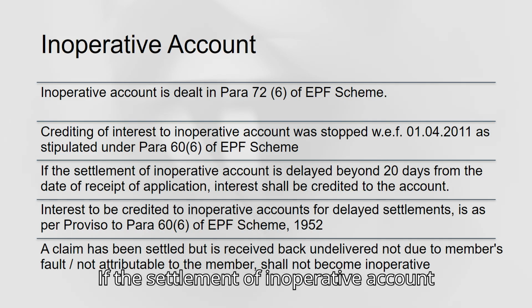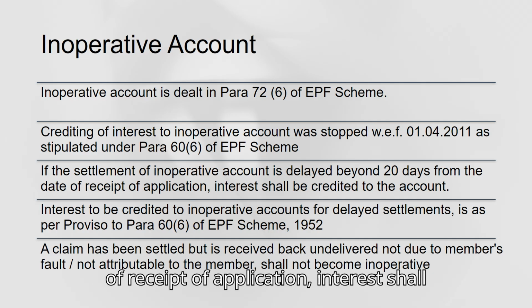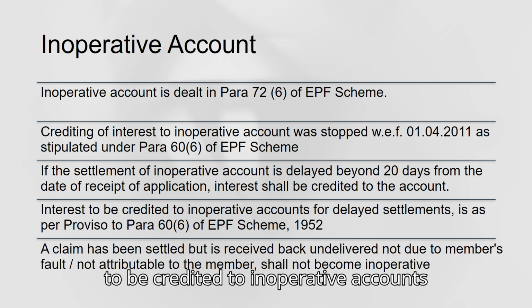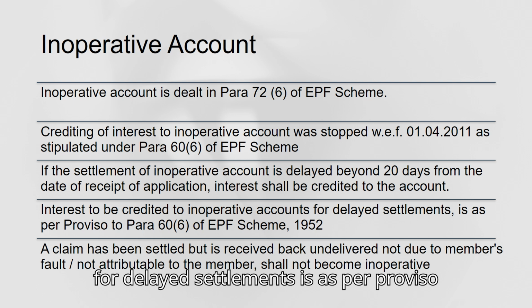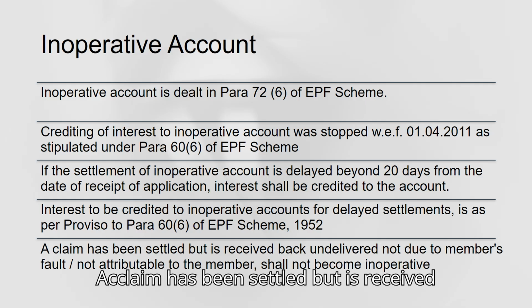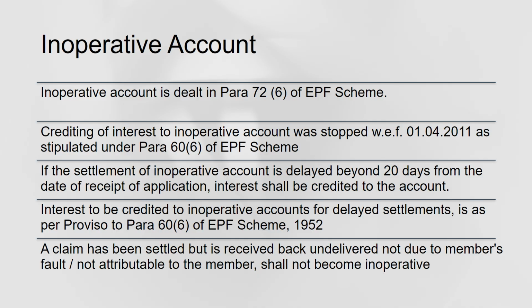If the settlement of an inoperative account is delayed beyond 20 days from the date of receipt of application, interest shall be credited to the account. Interest to be credited to inoperative accounts for delayed settlements is as per proviso to Para 66 of the EPF scheme 1952. A claim that has been settled but is received back undelivered, not due to the member's fault, not attributable to the member, shall not become inoperative.